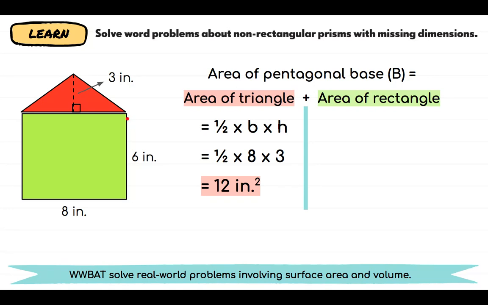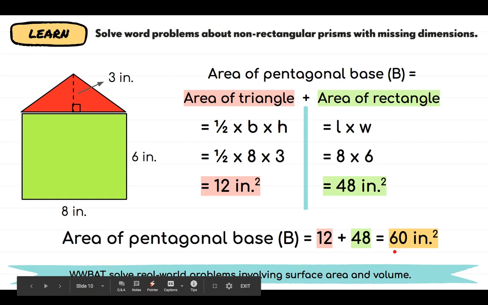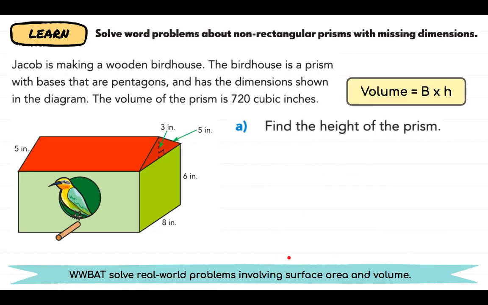To find the area of a rectangle, I can also use a formula, length times width. The length is 8 inches, the width is 6 inches. So the area of the rectangle is 48 square inches. Now to find the area of this pentagonal base, I have to add the area of the triangle and the area of the rectangle. So now I have 12 plus 48, which gives me 60 square inches. Now that I know the area of the pentagonal base, which in this case is represented by capital letter B, I can plug it into my formula.